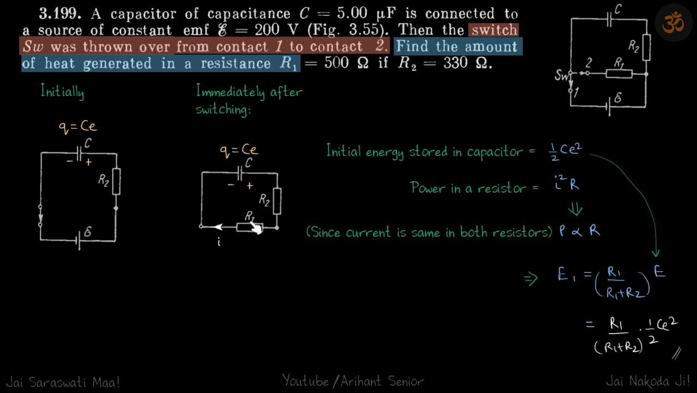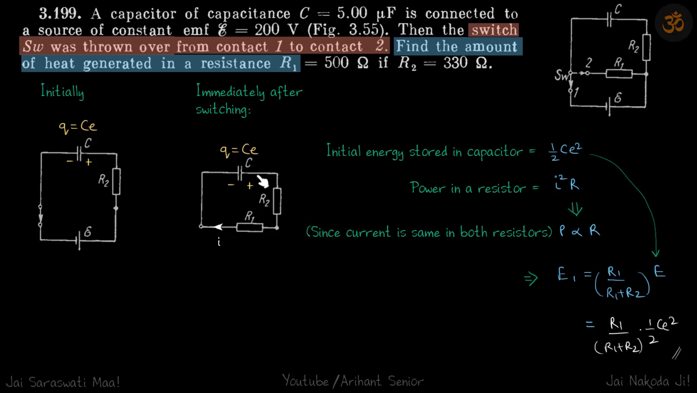So one thing we know is the same current is going to flow in both the resistors, and power is I square R, which means power in each of them is proportional to their resistances. And total power is of course I square into (R1 plus R2), which means the power in each resistor will be equal to total power into its own resistance divided by total resistance.